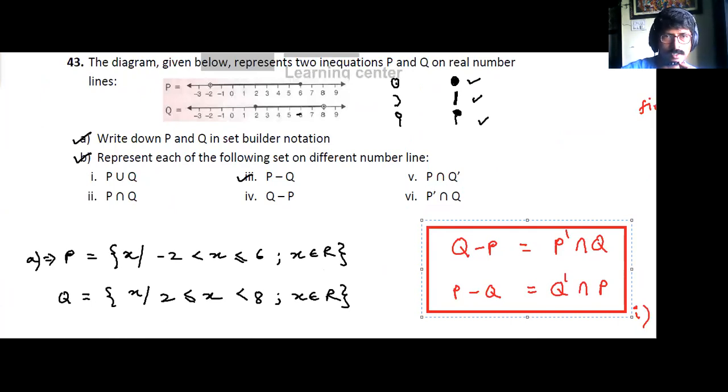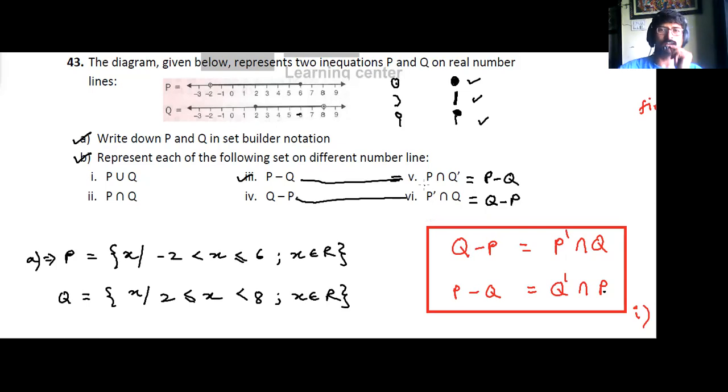So P intersection Q complement would be the same as P minus Q. All of this will be the same as this. Third and fifth would be the same. And P complement intersection Q would be the same as Q minus P. So this would be the same as Q minus P, isn't it? So these two will be the same and these two will be the same. I hope you got this sum perfectly, guys.